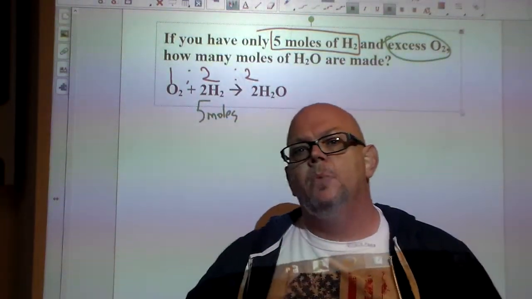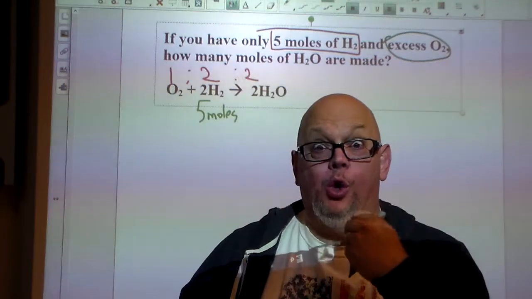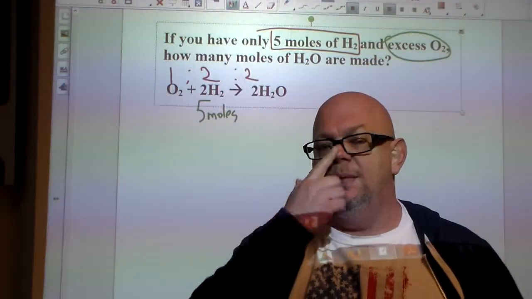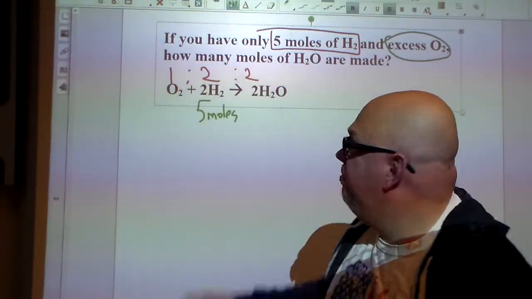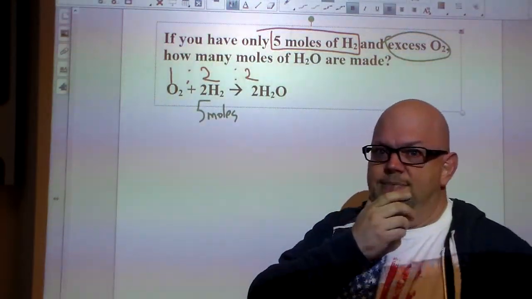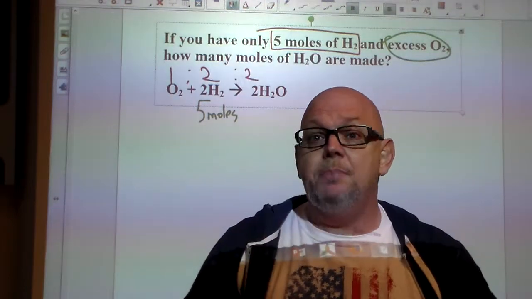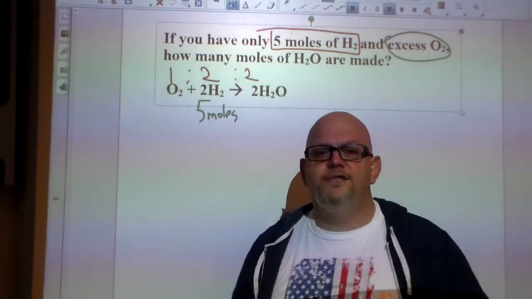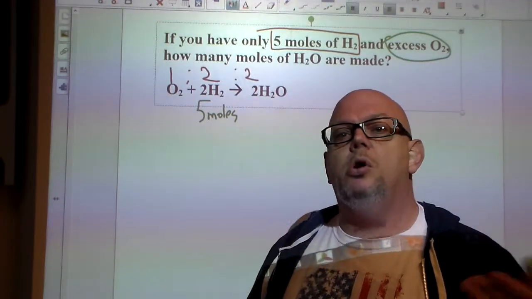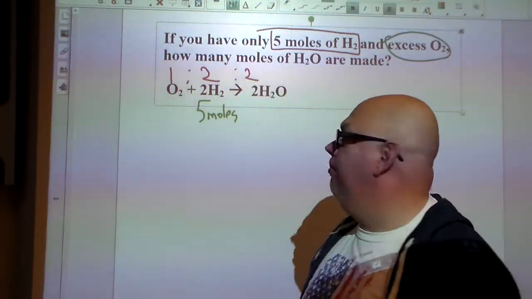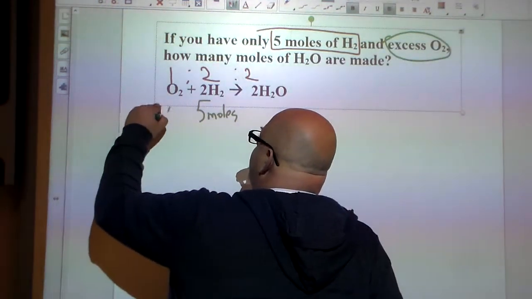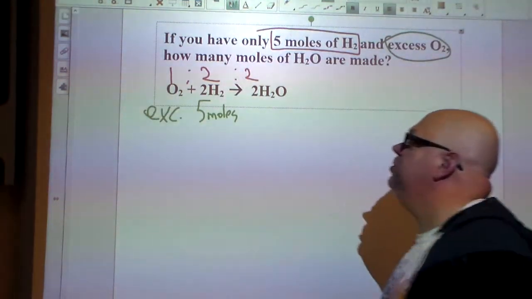If you're in the real world, in an industry manufacturing something, the excess would probably be your cheapest ingredient, because there is going to be a limit as to how much material you're able to manufacture, how much ammonia, for example. So it's excess O2, so I'm going to write EXC underneath the O2.